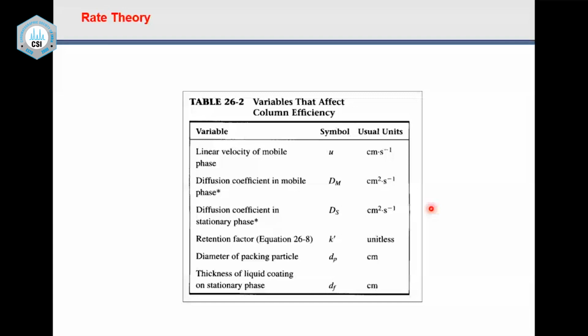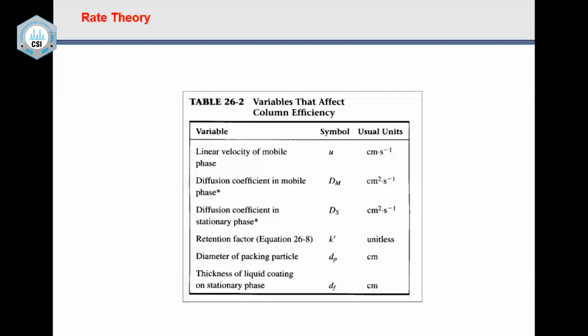But then that also plays a different role, because in the column we have particles which are coated with liquid, or if it is adsorbent, particles which are adsorbents. And then what happens? The size of the particle becomes important. The diameter of the packing particle becomes important. Then the thickness of liquid coated on the stationary phase becomes important. Diffusion coefficient in the stationary phase, diffusion coefficient in the mobile phase, linear velocity of the mobile phase, all such factors become important because it is a dynamic process.